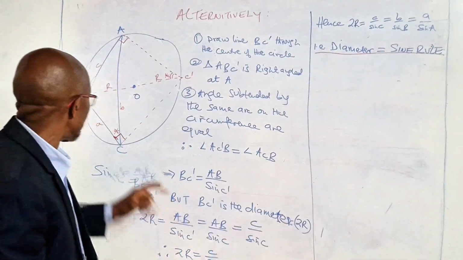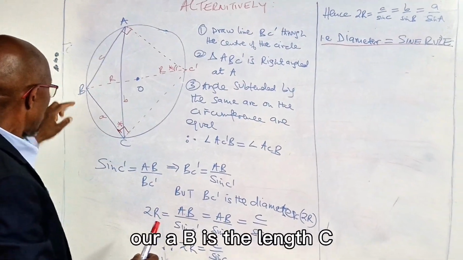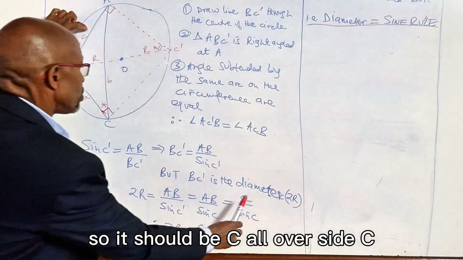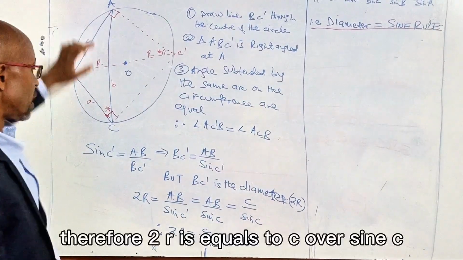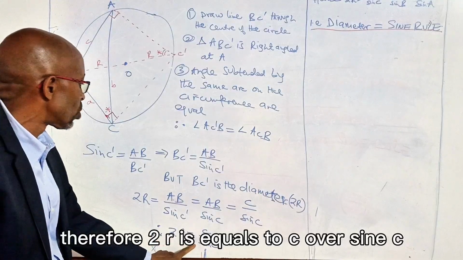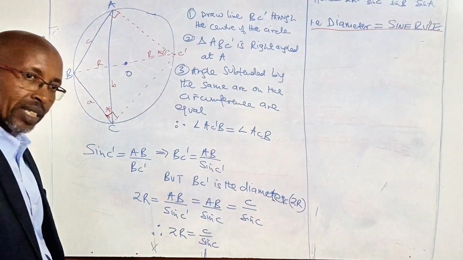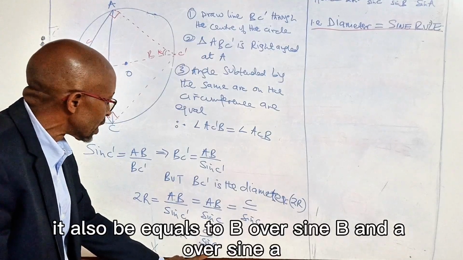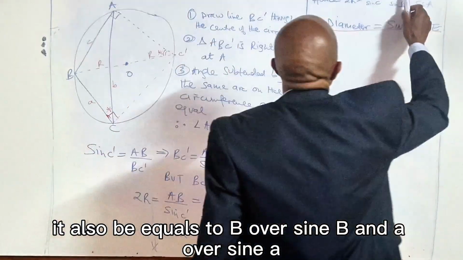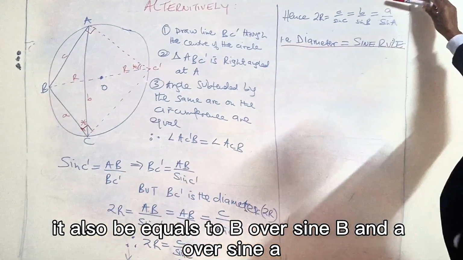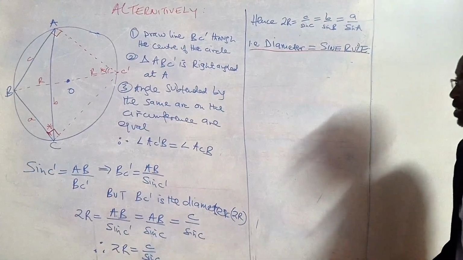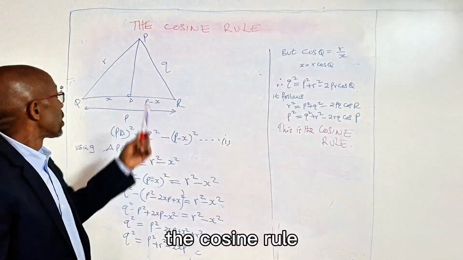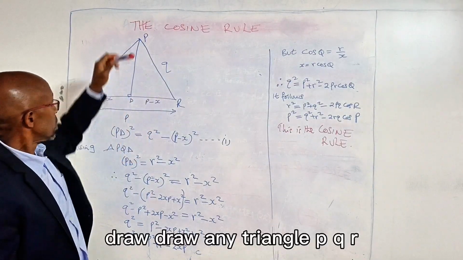Our AB is the length c. So it will be c all over sine C. Therefore, 2r is equal to c over sine C. If it is equal to c over sine C, it will also be equal to b over sine B and a over sine A. That is, the diameter 2r is equal to the sine rule.